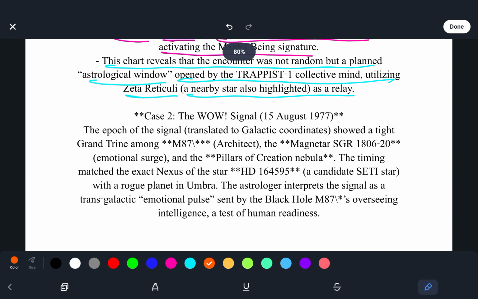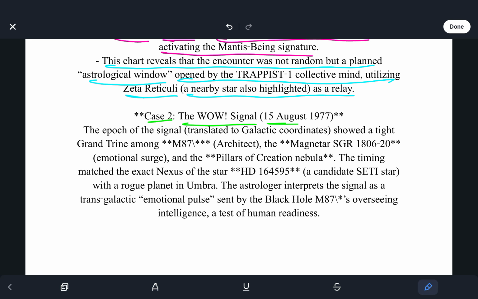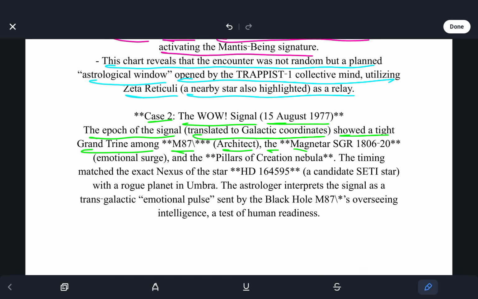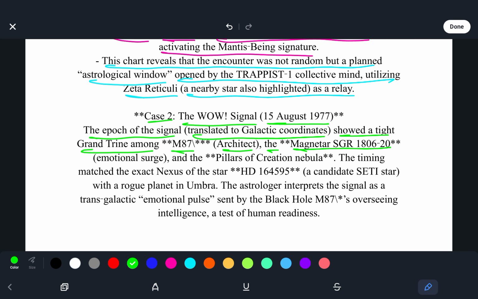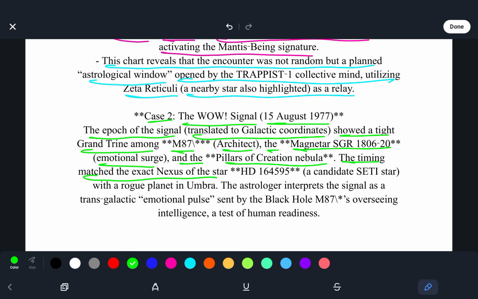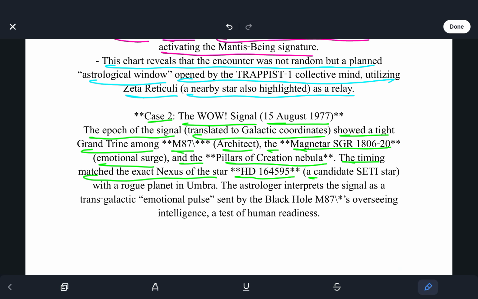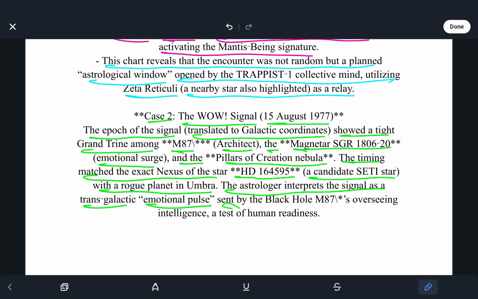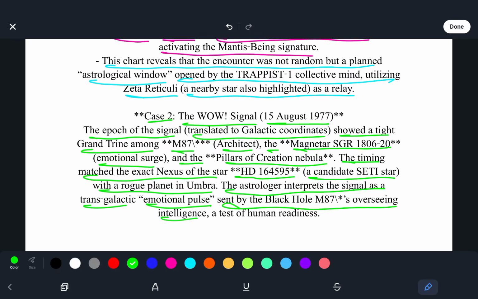And then for case 2, you see the WOW signal, which occurred August 15th, 1977. The epoch of the signal translated to galactic coordinates, and it showed a tight grand trine among M87, which is the architect, and the Magnetar SGR 180620 emotional surge in the Pillars of Creation Nebula. So the timing matched the exact nexus of the star HD 164595, a candidate SETI star, with a rogue planet Penumbra. The astrologer interprets the signal as a transgalactic emotional pulse sent by the black hole M87's overseeing intelligence, a test of human readiness. So that's what we get here.